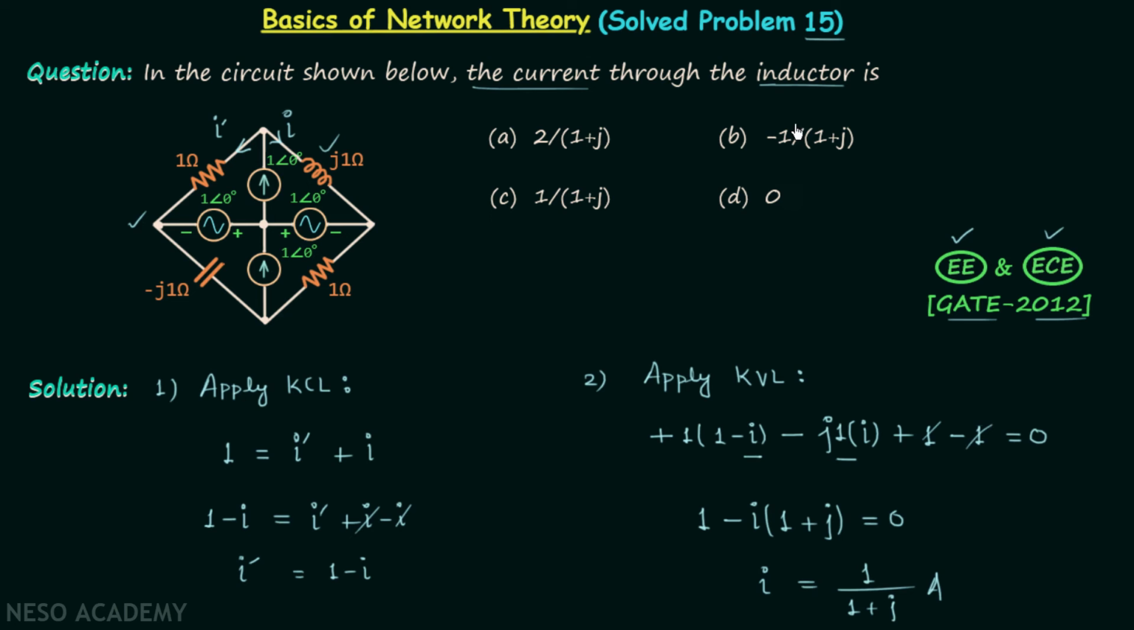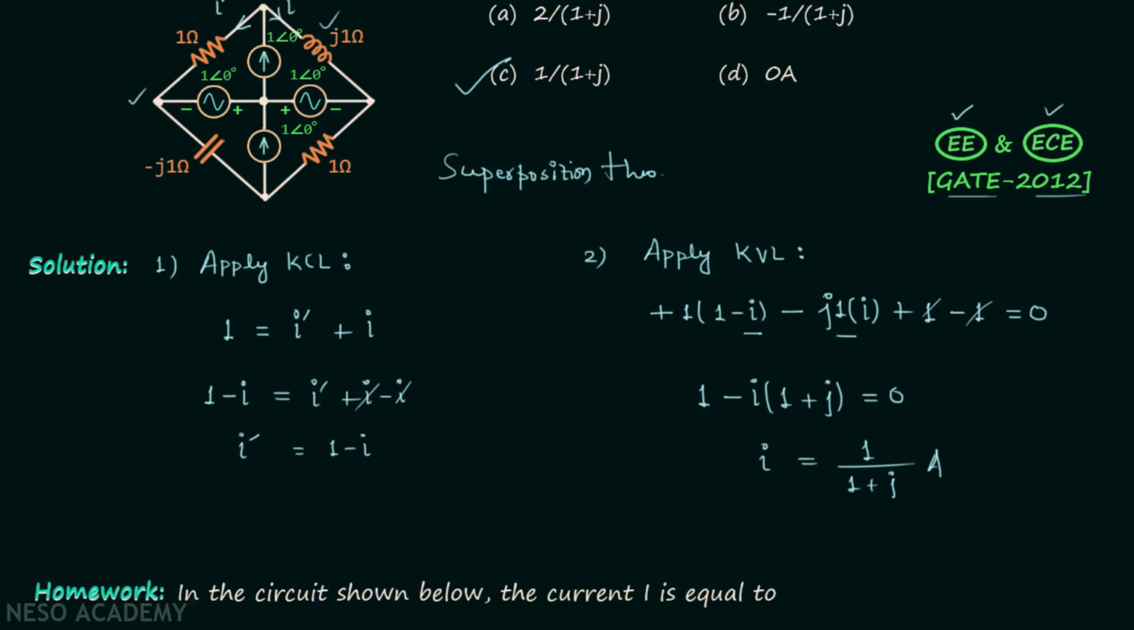When you look at the 4 options, you will find option C is the correct option. Initially the network looked a bit complicated, but the solution is not difficult. You can solve this question using the superposition theorem as well, but this process will take more time and more effort, and also this theorem is part of chapter 4. So this is all for the question, and now we will move on to our homework problem.